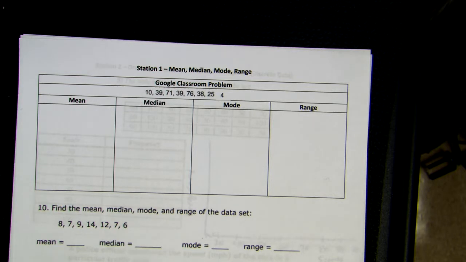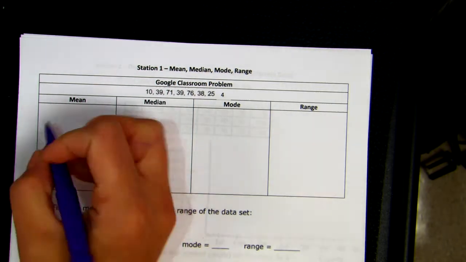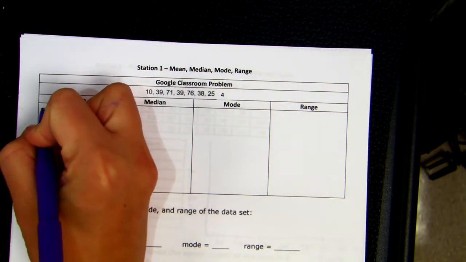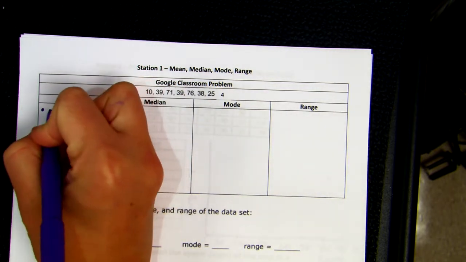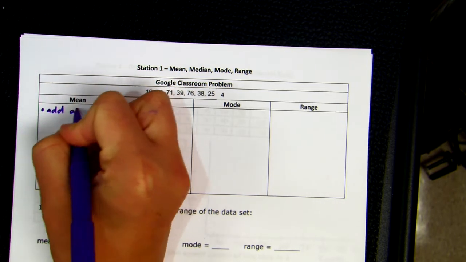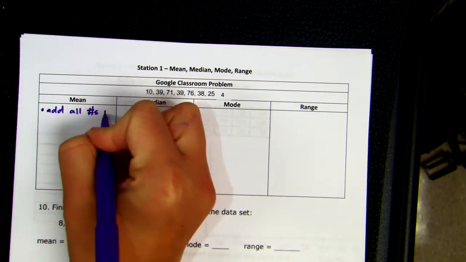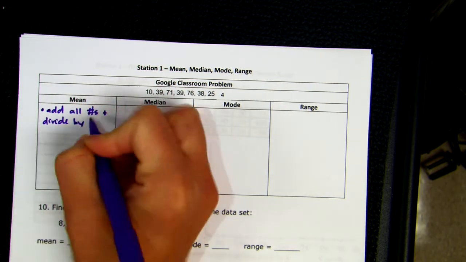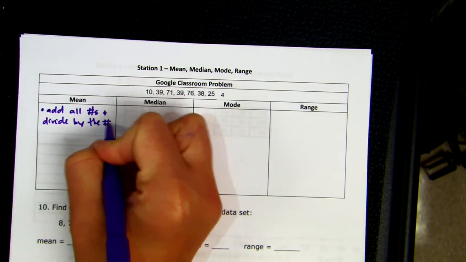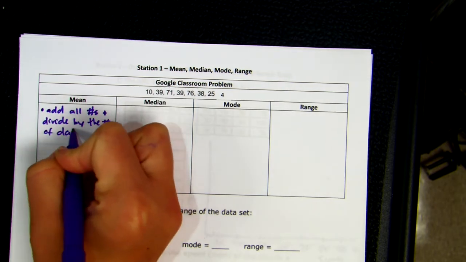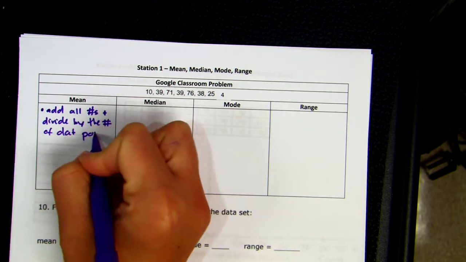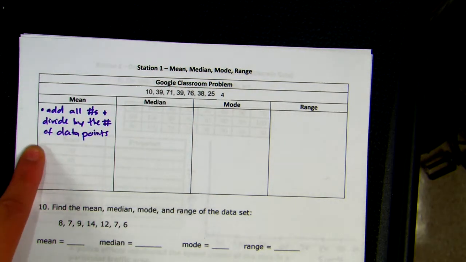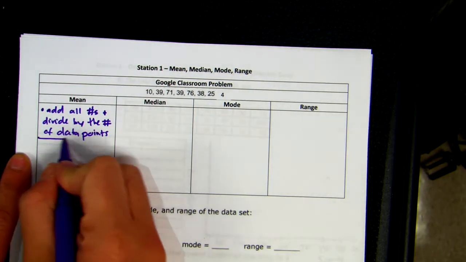Okay, so starting with mean. Mean just means we're working with this data set up here. The definition of mean is add all numbers and divide by the number of data points. If I can spell data right. Add all numbers and divide by the number of data points.